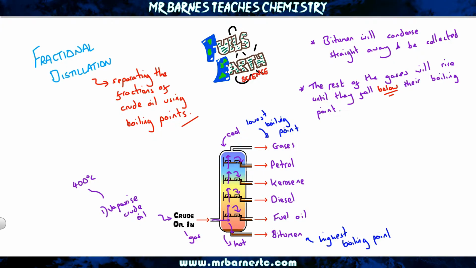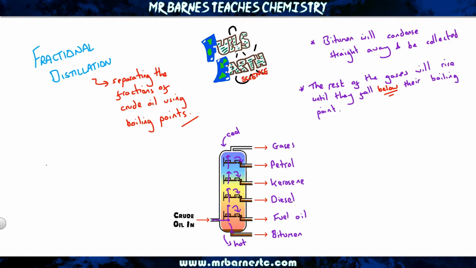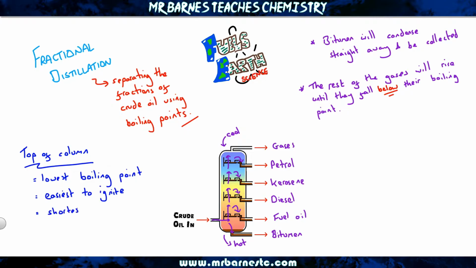What you will be asked to do is work out the properties or describe the difference in properties between different fractions in our fractionating column. So if we talk about the top of the column, we've already said it has the lowest boiling point. It's also the easiest to ignite. It has the shortest chain length, so that is the size of the molecule, the amount of carbon atoms in there. And it's also the least viscous, which means it's the runniest.